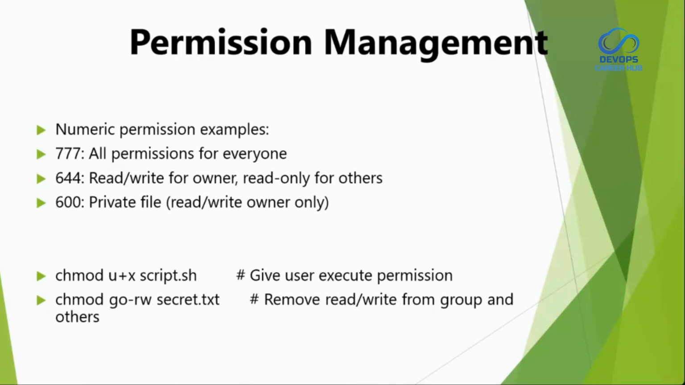So for 664, it has read and write for the owner and read only for others. 600 would be a private file, read and write.